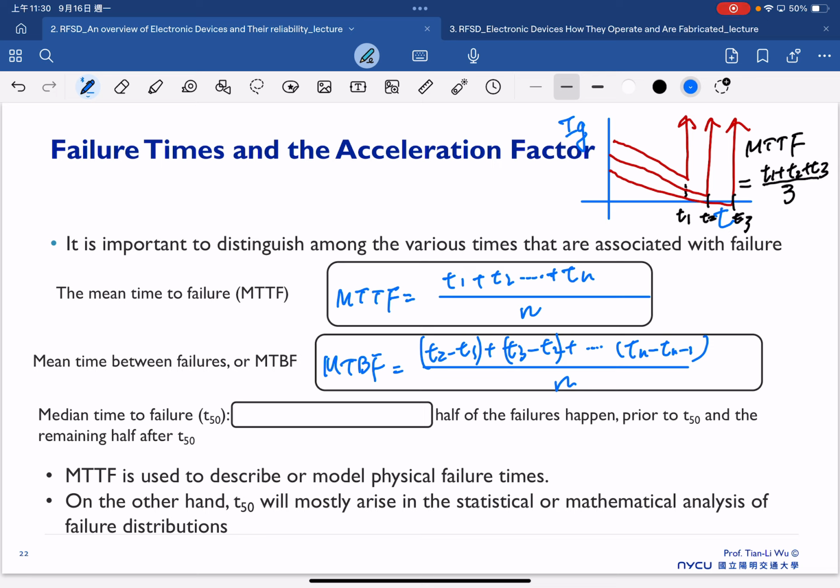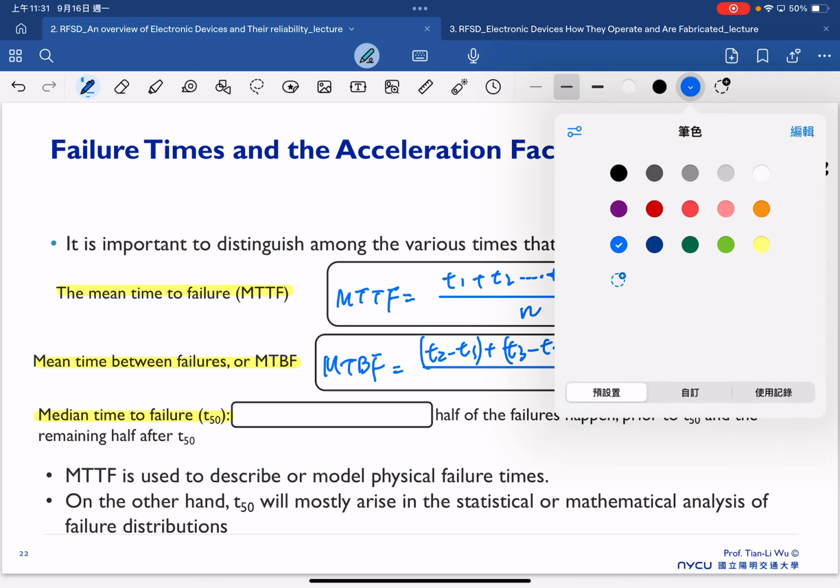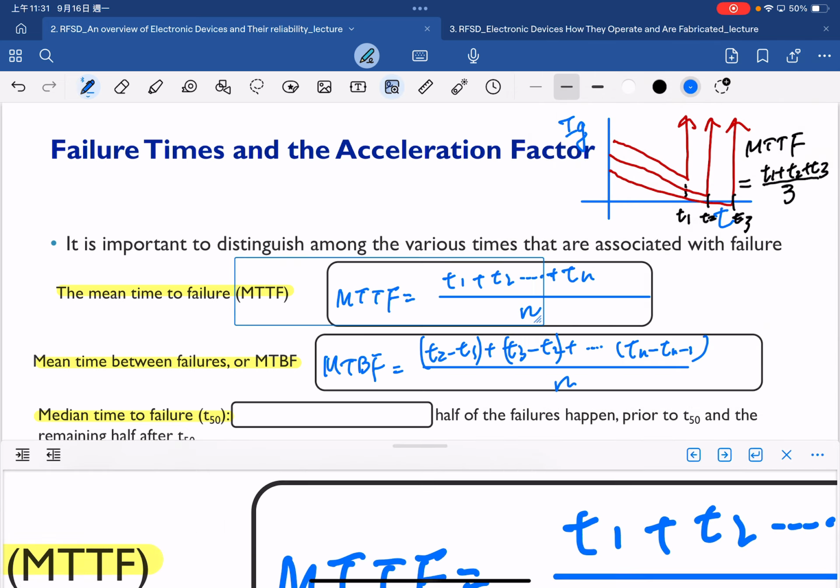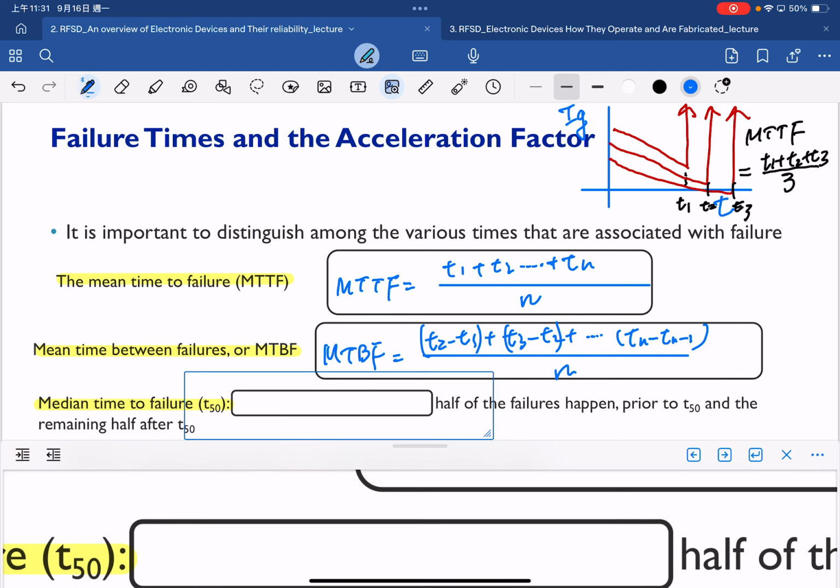And also there's another term we call the median time to failure. The median time to failure is, for example, T15. So that means on a curve, when 50% of the devices have failed.